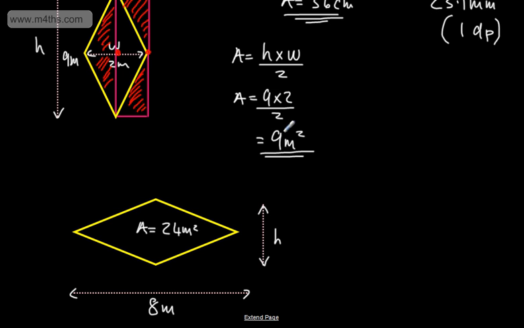So if we look at this, we can say that the area is the height times by the width divided by 2. So 24 is going to be 8 times by h, or we could say now 8h, and then we divide by 2. So 24 is going to be equal to 4h. Dividing both sides now by the 4, we can see that h would be equal to 6. So we can work this backwards.